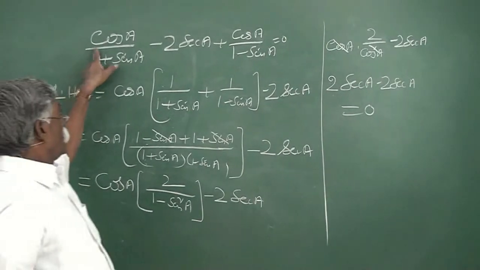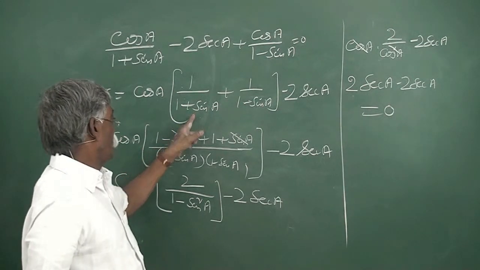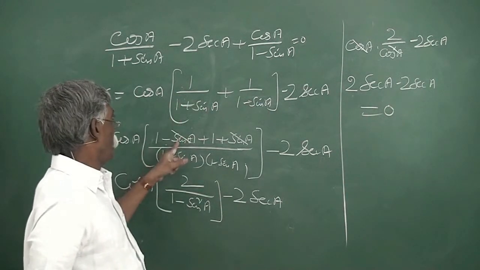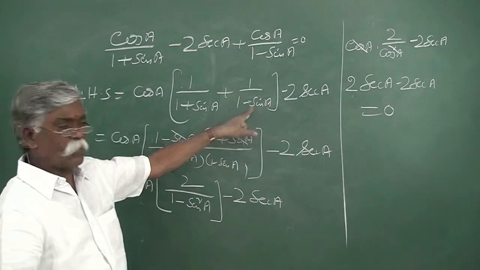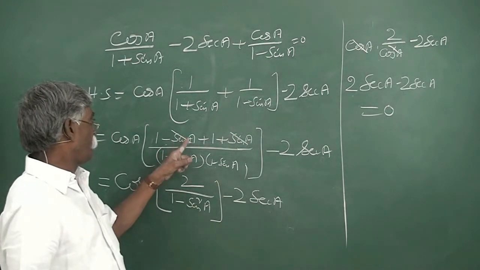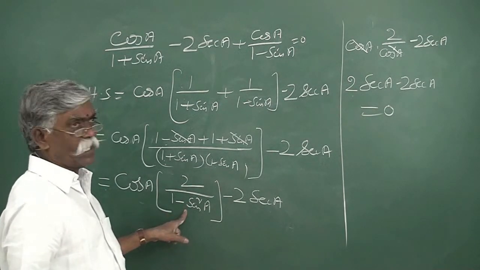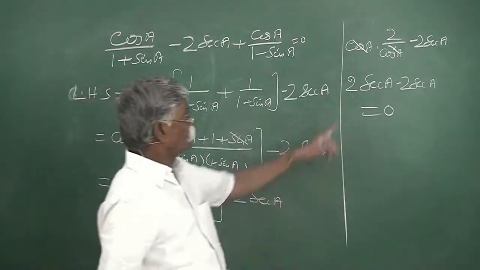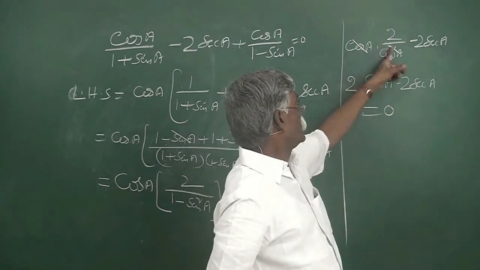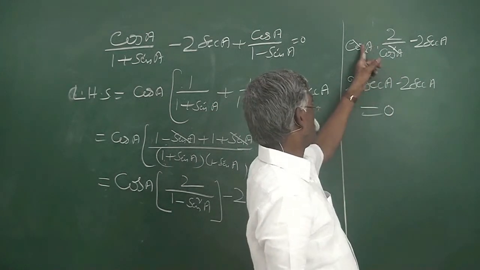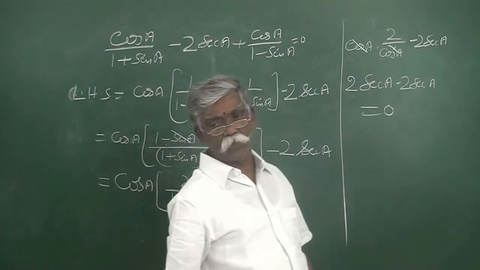So, cos A is taken as common factor in these two. LCM is 1 plus sin A into 1 minus sin A. Here we will get 1 minus sin A. Here is 1 plus sin A. 1 plus sin A into 1 minus sin A becomes 1 minus sin square. After cancelling sin A, 1 plus 1, 2. And 1 minus sin square A is cos square A. Therefore, this is cos A into 2 by cos square A minus 2 secant A. Cos A and square get cancelled. So, this is 1 secant, therefore 2 secant A minus 2 secant A equals 0.